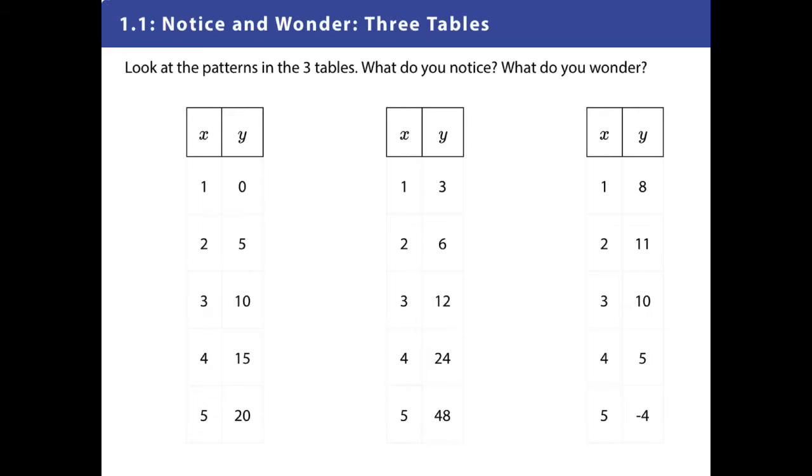And some things you may wonder: is there a rule for the relationship in the third table? Will the y values in the third table continue to decrease, or will they increase again at some point? Or what would the third relationship look like if you graphed it?